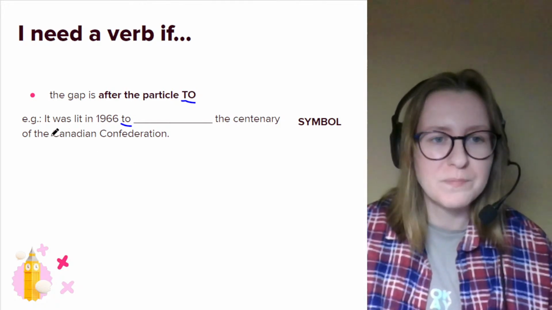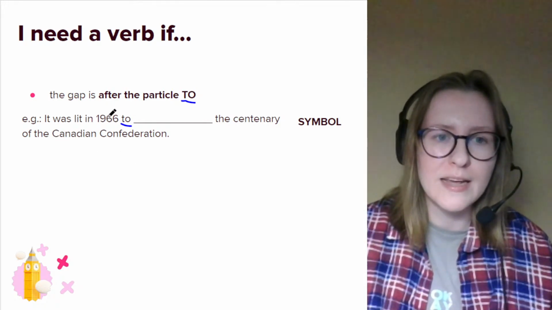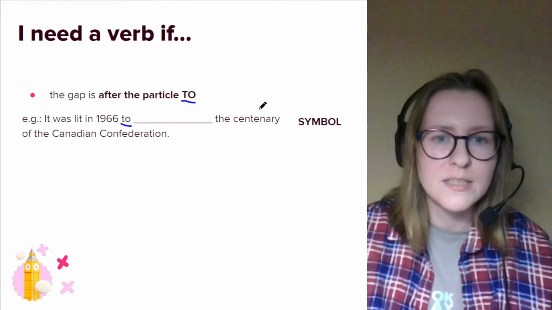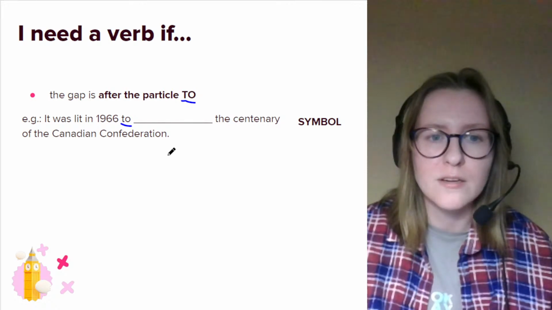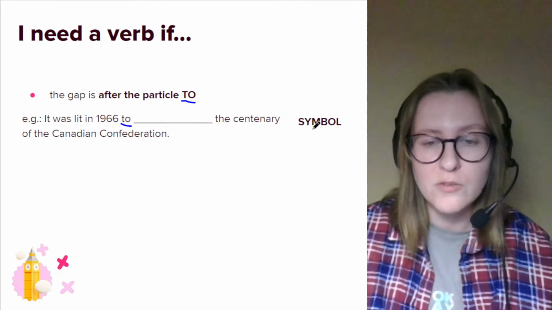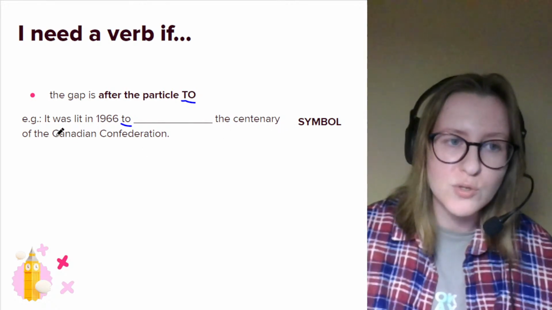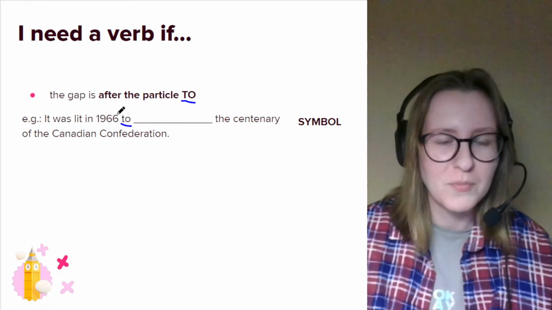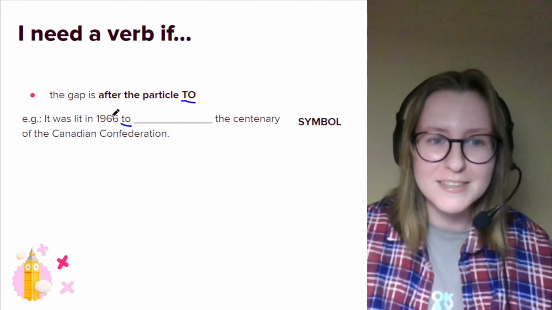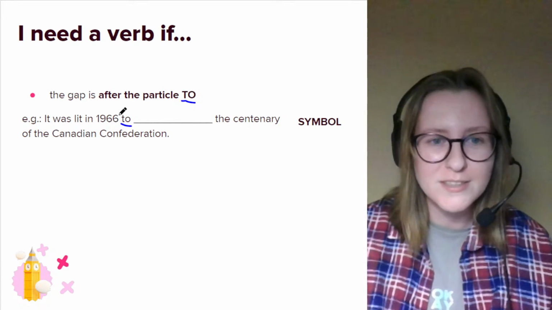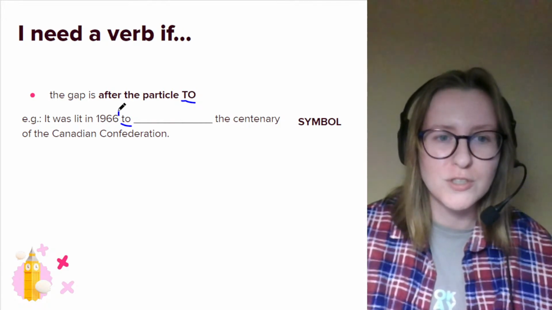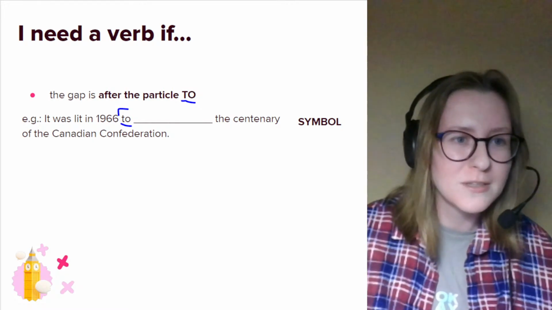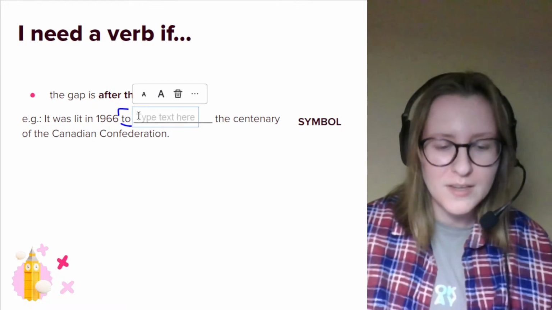Let's have a look at the example. It was lit in 1966 to the centenary of the Canadian Confederation. And we need to put the verb symbol into the sentence. In this case, by the way, it's not a particle. It was lit in 1966 to do what? This is a short version of the preposition in order to, right? But we still need a verb. So let's put it here.